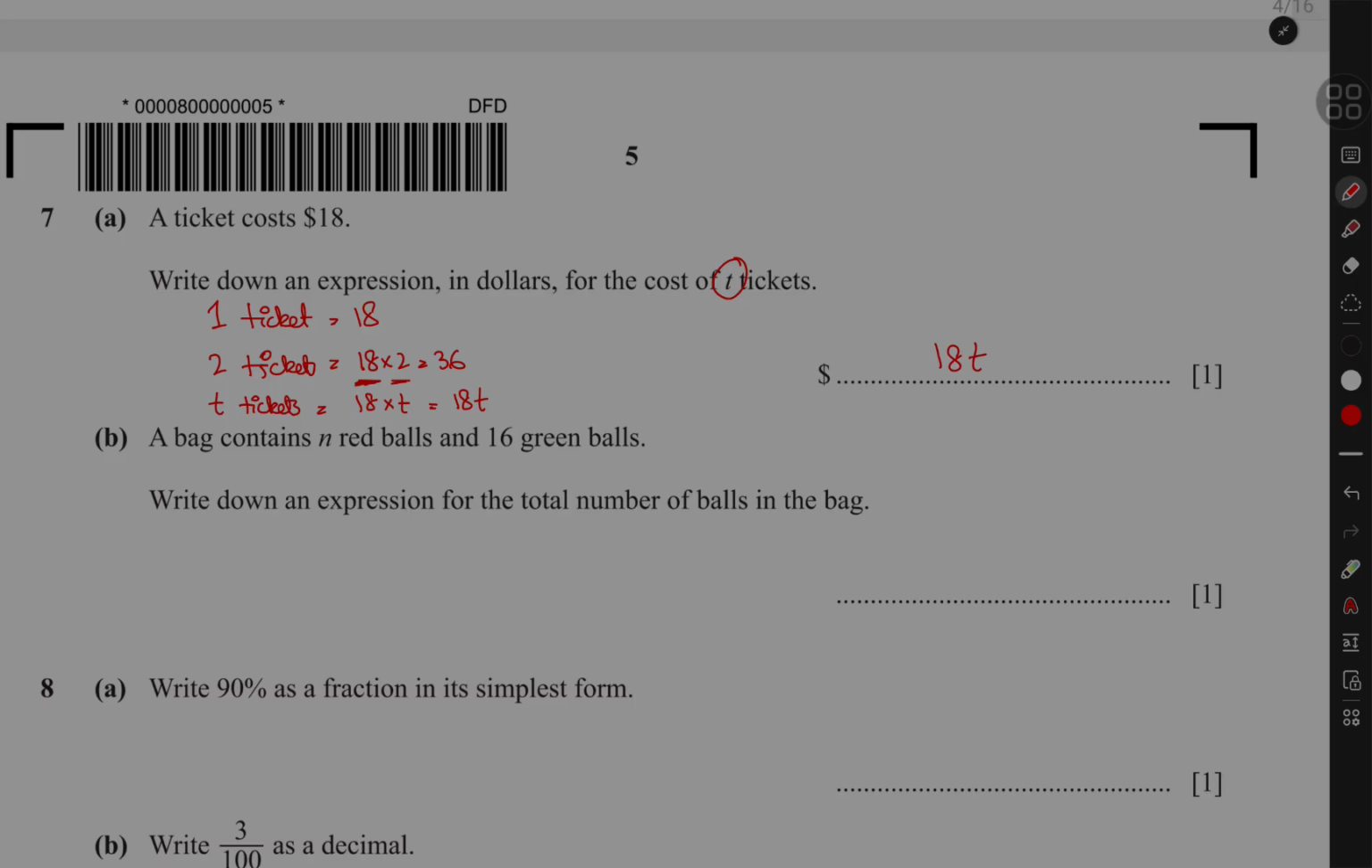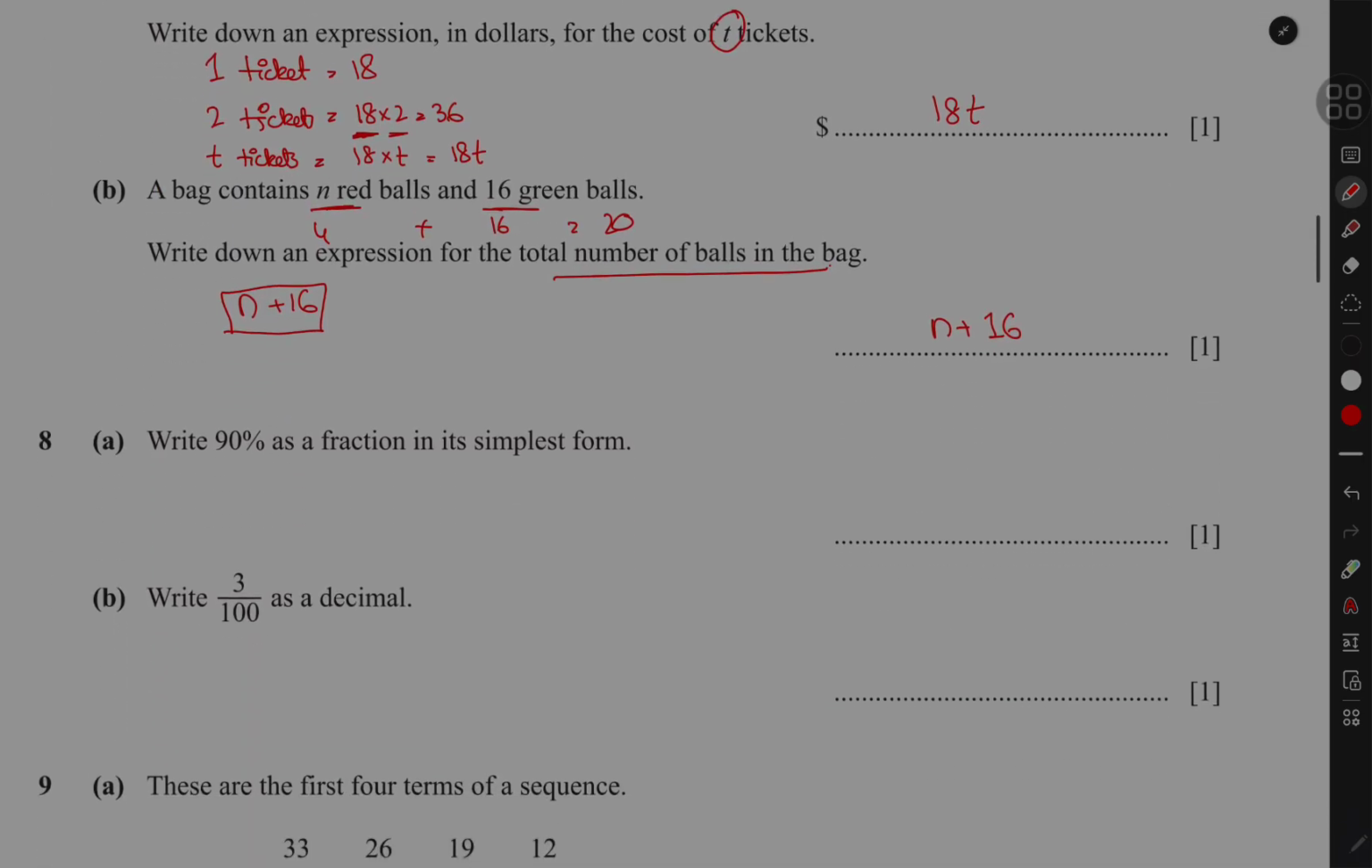Now, a bag contains n red balls and 16 green balls. Write down an expression for the total number of balls in the bag. Now, the same principle. A bag contains n red balls, so n, and 16 green balls, plus 16. So that is n plus 16. If we had, let's just say, 4 red balls and 16 green balls, we would just add them. So we have 20 total balls in the bag. But we can just do now n plus 16. So n plus 16. That's the final answer.